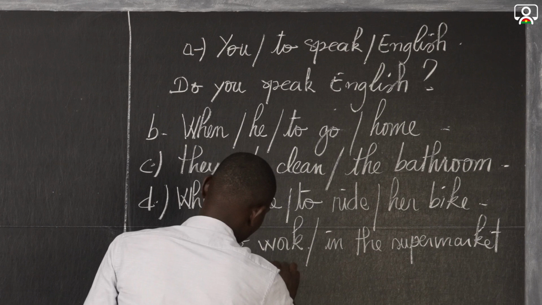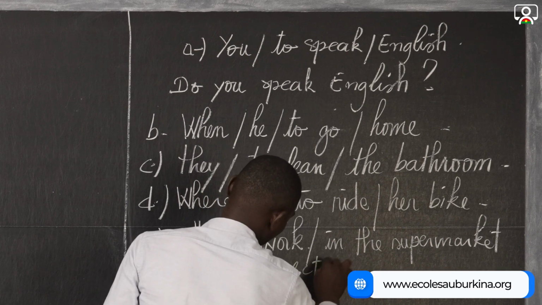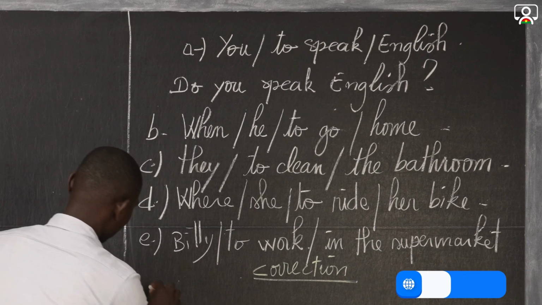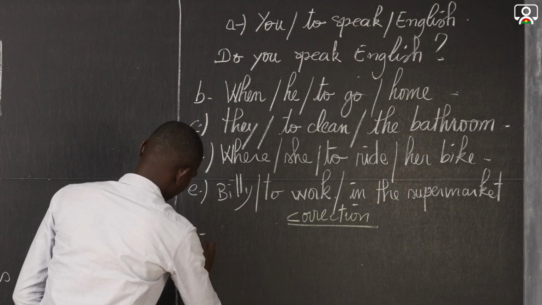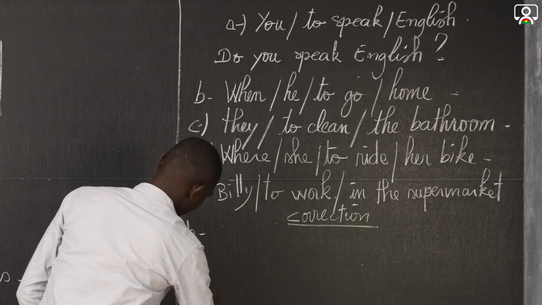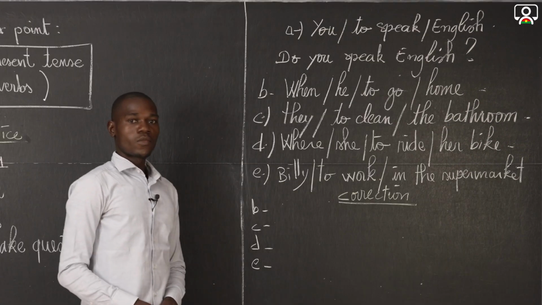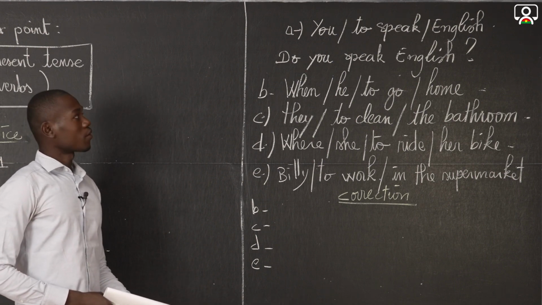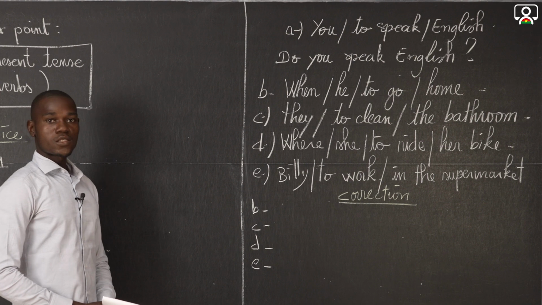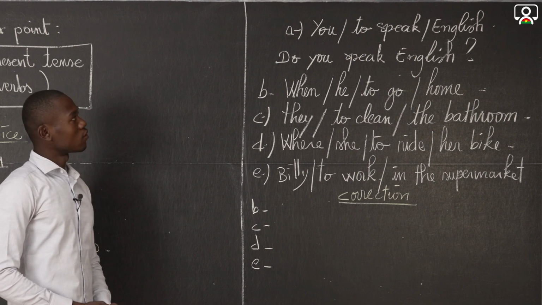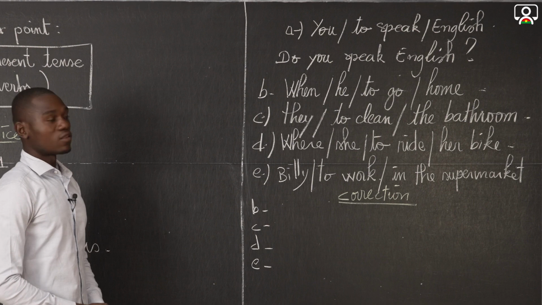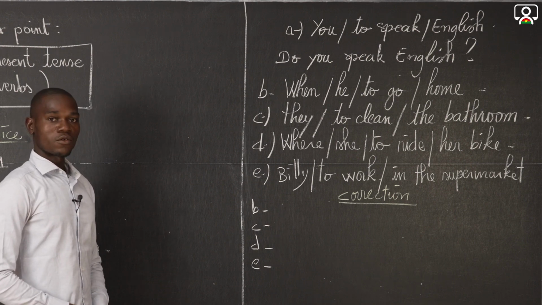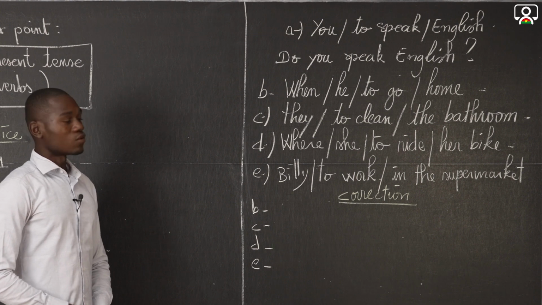Correction. As I told you before, A is an example and the words you've been given are: you to speak English. And the correct sentence is: do you speak English?